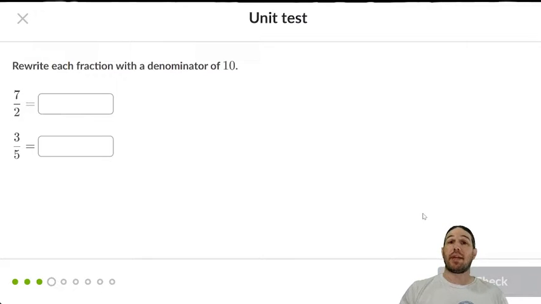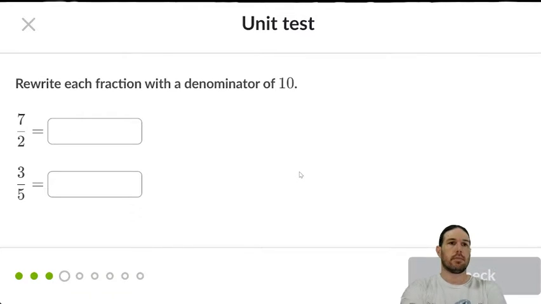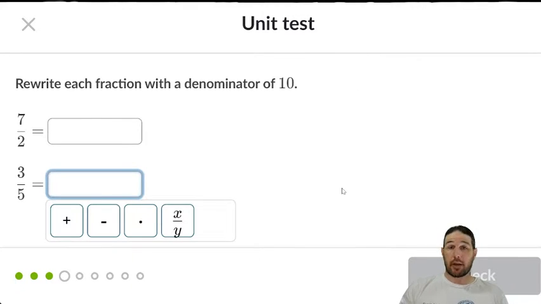Rewrite each fraction with a denominator of 10. Well, with 3/5, I just have to double the bottom, which means I'm also doubling the top, right? Again, I really want to try to get this idea to sink in. When I am taking fifths and turning them into tenths, it means that I'm cutting all of those fifths into 2, including the 3, right? The 3/5 that I've got, I turn them into 6/10.